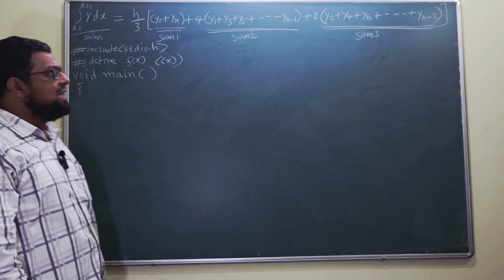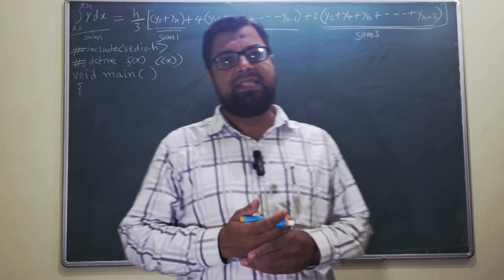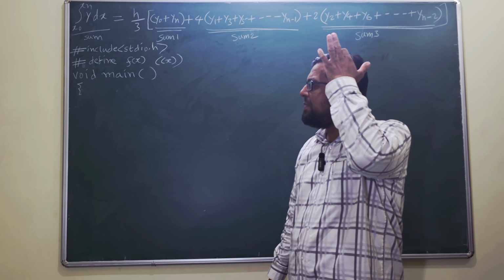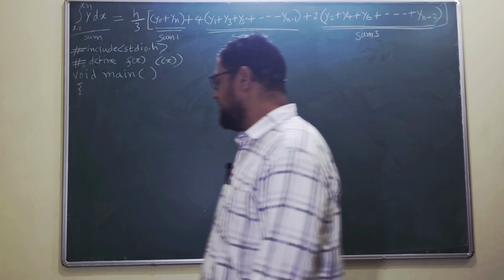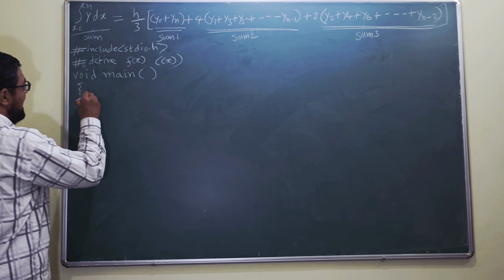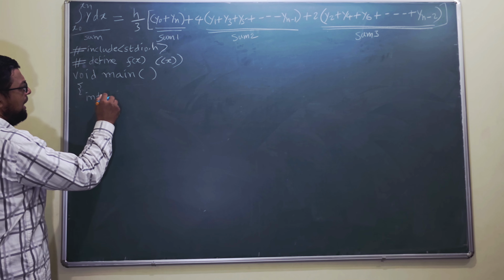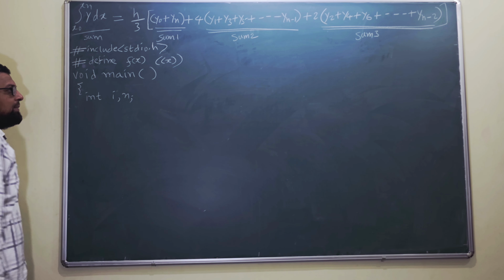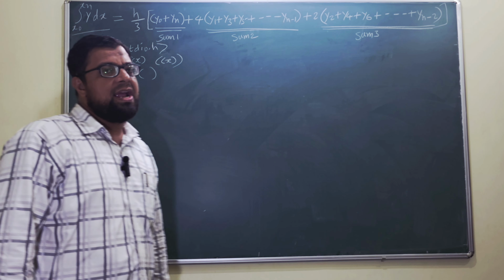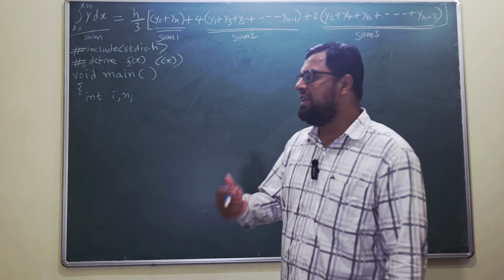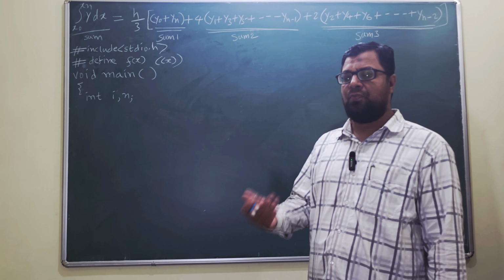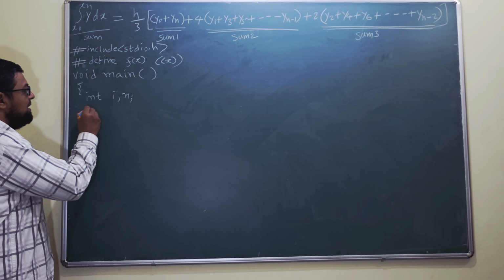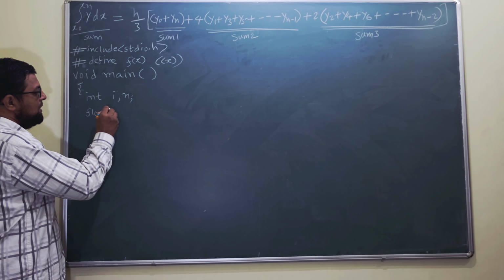Now we need some integer variables like i and small n. These variables we will use as integers. So we will define them as int i, n. Then other variables we require as float. That means we need the decimal point for those variables as well. So for that purpose, I will write here float.